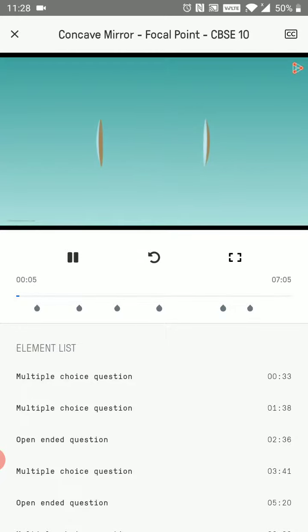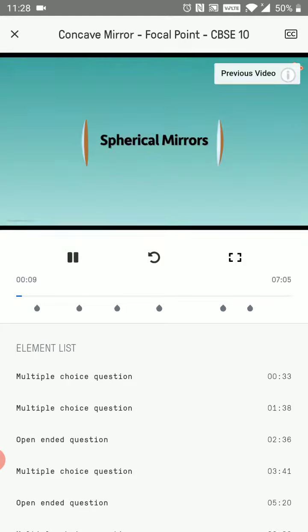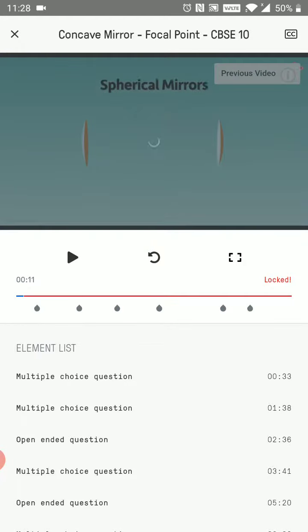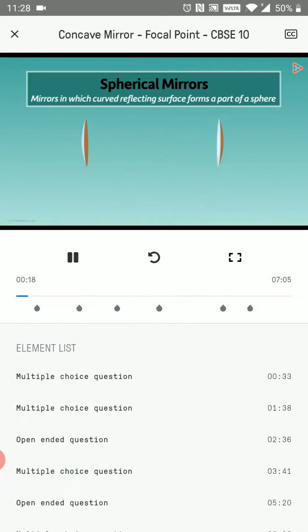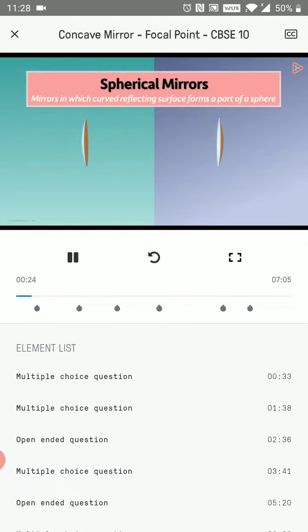In our previous video, we defined several terms related to spherical mirrors. Mirrors in which the curved reflecting surface is a part of a sphere are called spherical mirrors. Spherical mirrors can be of two types. One in which the reflecting surface is curved inwards, they're called concave mirrors, and the others in which the reflecting surface is curved outwards, they're called convex mirrors.